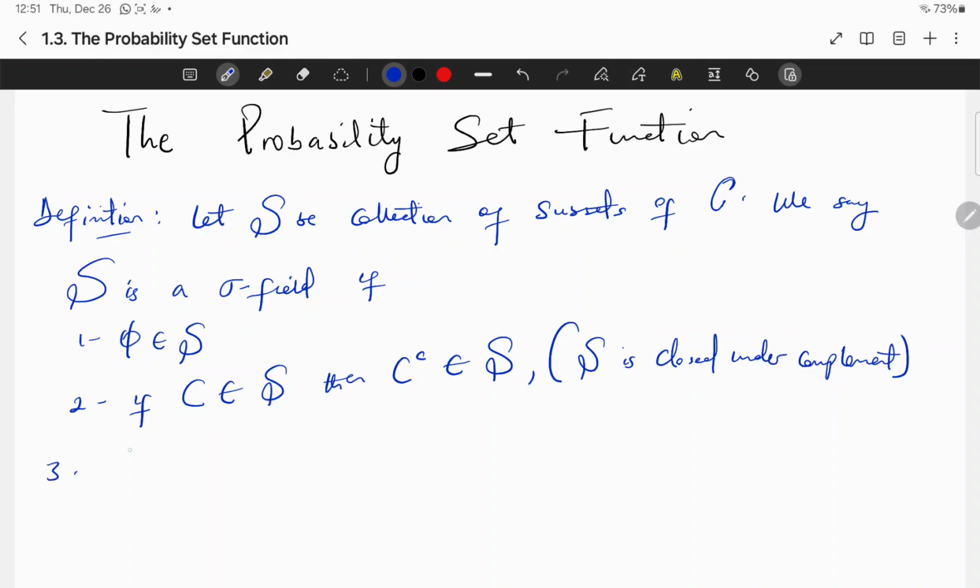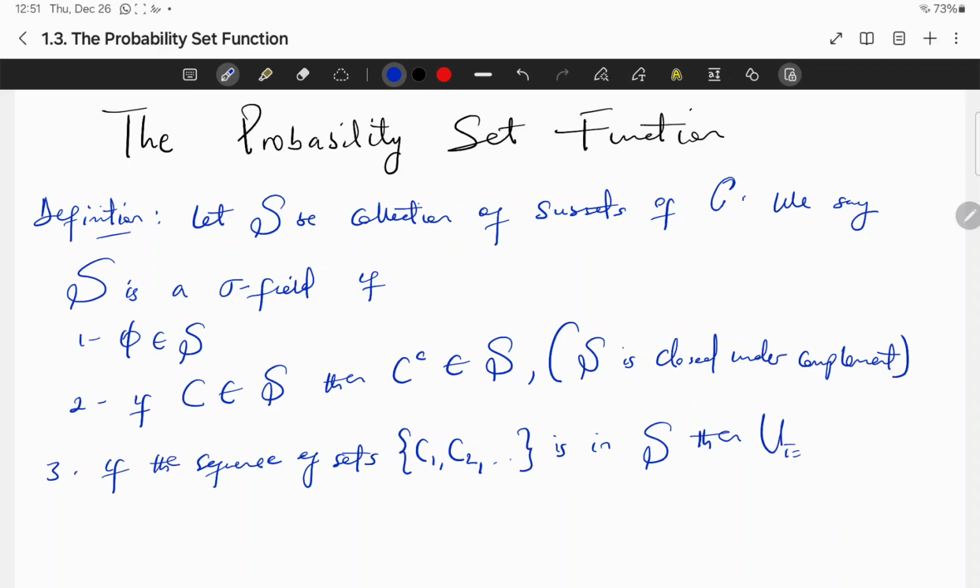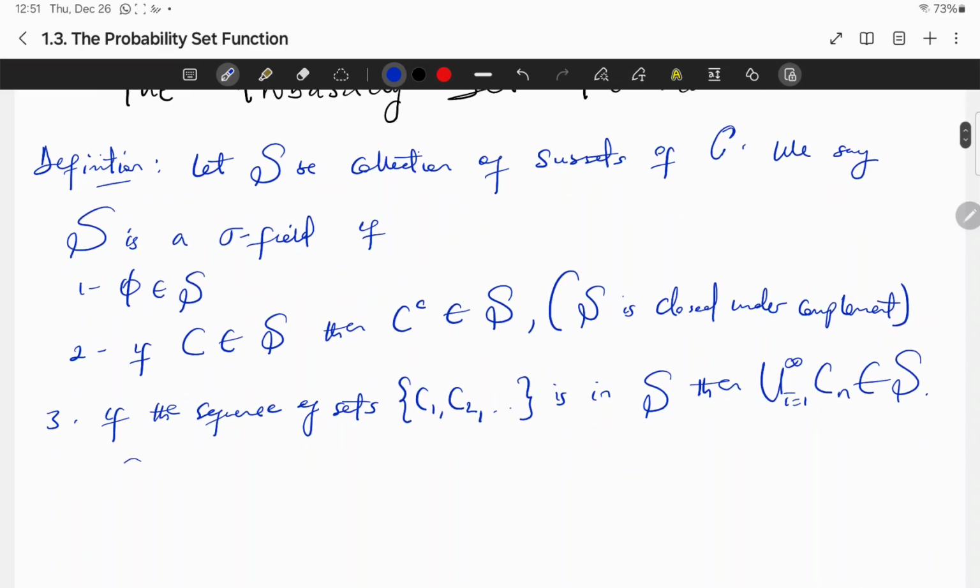And then in 3, if the sequence of sets C1, C2, and so on is in our sigma field, then the union from n equals 1 to infinity of Cn must also be in the sigma field. In other words, we say that our sigma field is closed under countable unions.